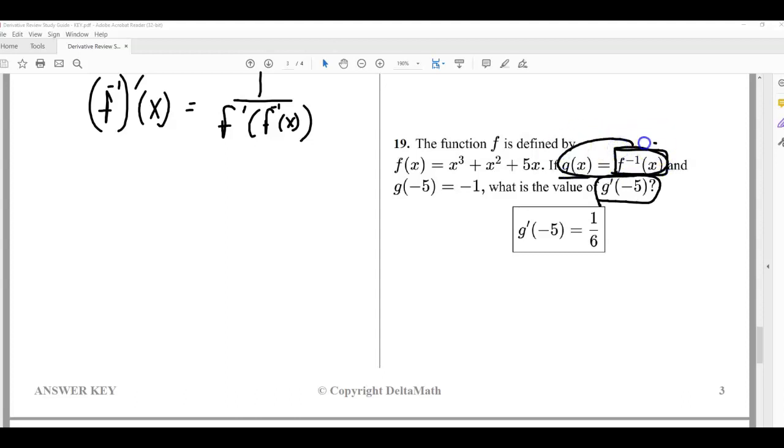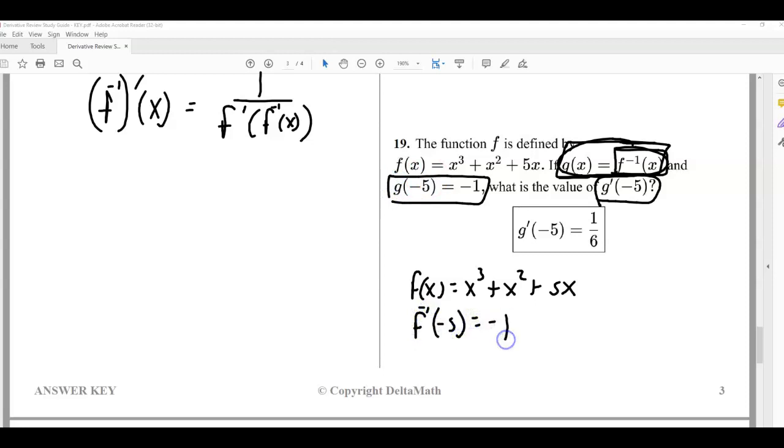So I'm going to use this to rewrite this sentence a little bit. I'm going to say, okay, f of x is equal to x cubed plus x squared plus 5x. And instead of saying g of -5 equals -1, I'm going to rewrite that as f inverse of -5 equals -1 because g is equal to f inverse. And I like this notation better because it matches my formula. And what we're looking for is g prime of -5, but I don't want to write g prime. I want to write f inverse prime of -5. And that's what I'm looking for.